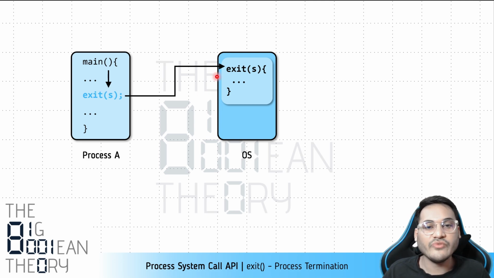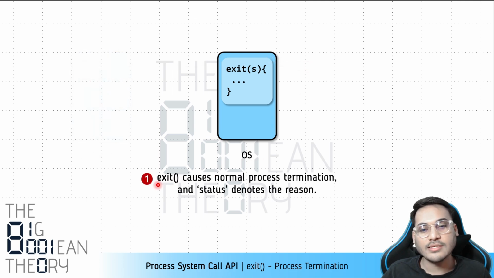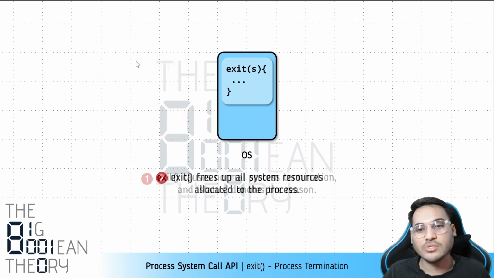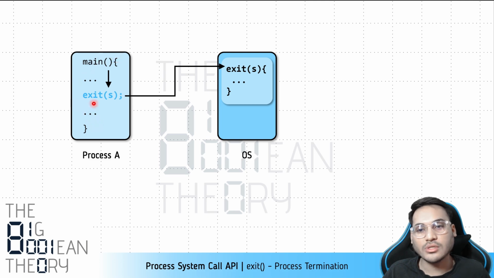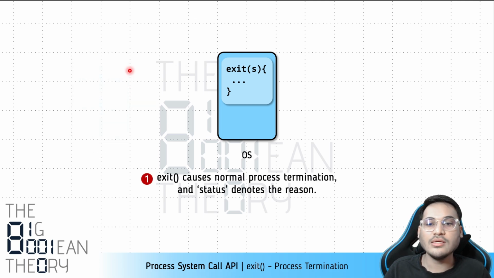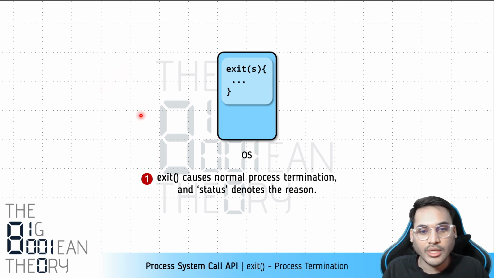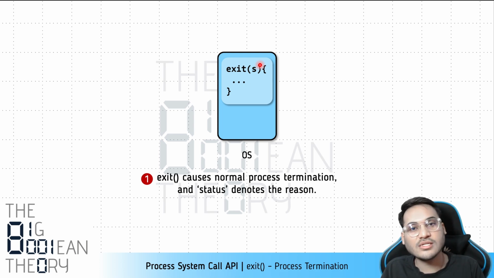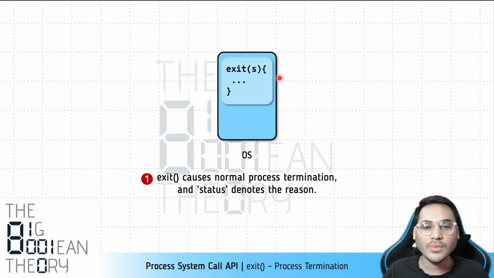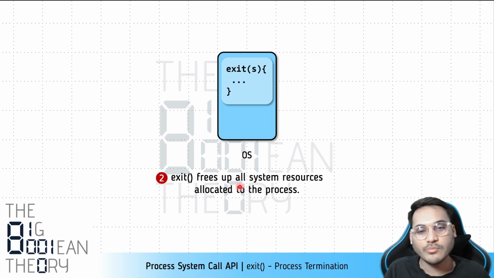So let's see what happens when we reach the system call routine inside the operating system. The first thing is that exit will cause normal process termination, and status denotes the reason. That is what we discussed. As you can see, the process that invoked the system call is no longer there, right? This was process A, which invoked the exit system call, and after that you can see it has terminated. It is no longer there, right? And it has also passed the status value, which signifies how it exited, whether it was successful or it encountered some error. The second point is that exit frees up all the system resources allocated to the process, right?